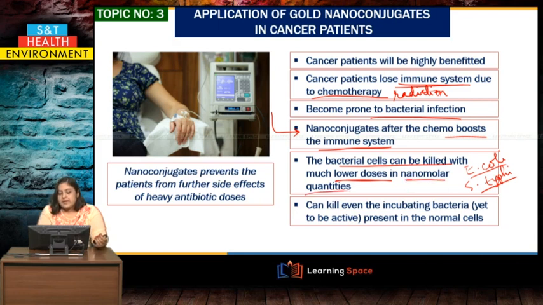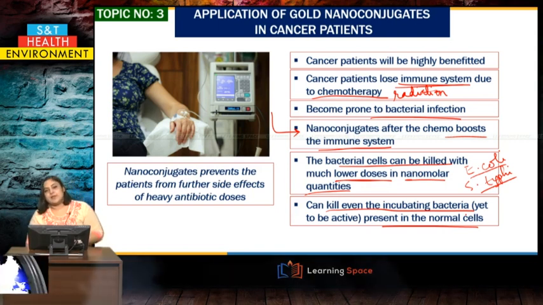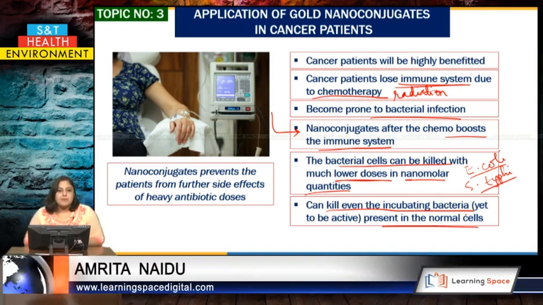Lower doses are required, and it is effective. In nanomolar quantities, in very small quantities, the bacterial cells can be killed because of this good friend called the nanoconjugate. Okay, and they can also kill incubating bacteria that are yet to be active in the body. It can be done without harming the normal cells, by proper targeted drug delivery. So this is all about the nanoconjugates that the IIT Delhi researchers are working on, and they will require more time to test it on human patients, cancer patients. So this is about nanoconjugates, and let us now move on to topic number 4.